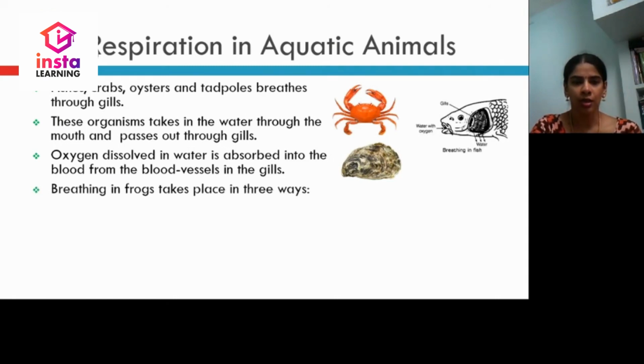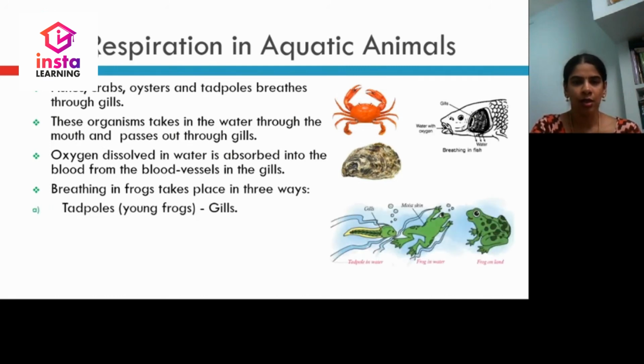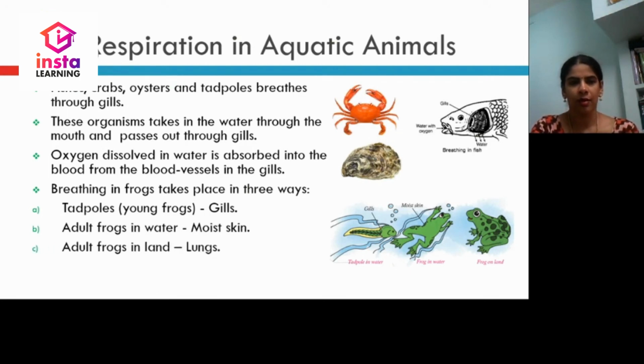Breathing in frog takes place in three ways. Tadpoles, that is young frogs, breathe through gills. Adult frogs in water breathe through moist skin. Adult frogs on land breathe through lungs.